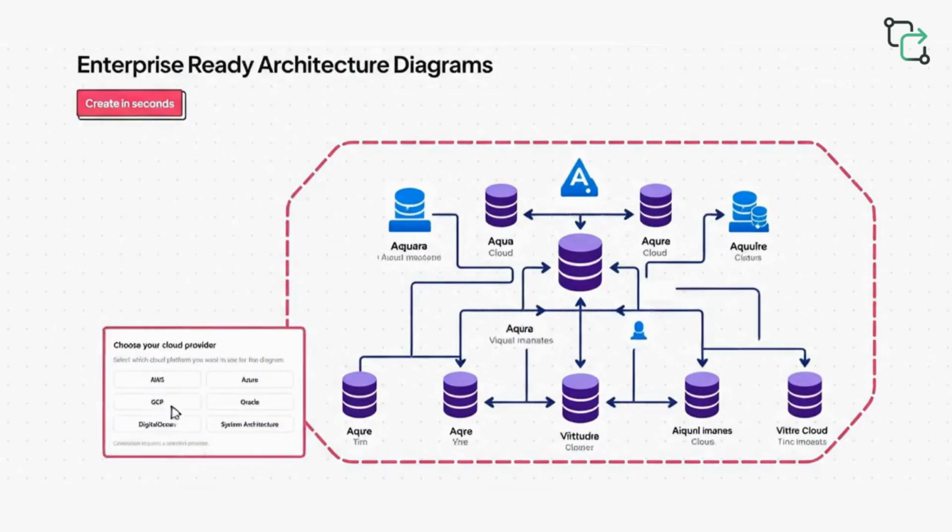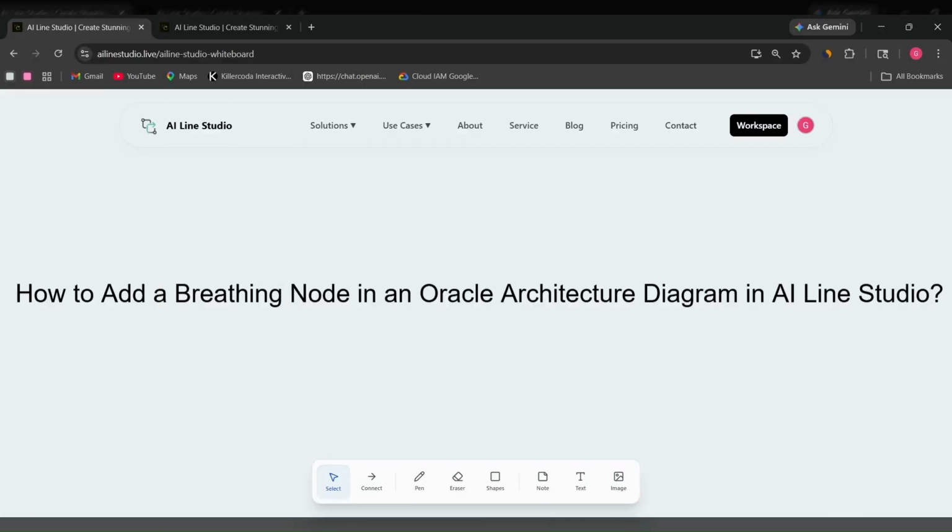Clear, structured, production ready. Everyone, welcome to AI Line Studio tutorial 46, and today's topic is how to add a breathing node animation in an Oracle architecture diagram in AI Line Studio.